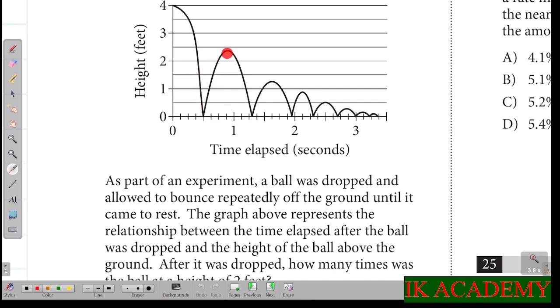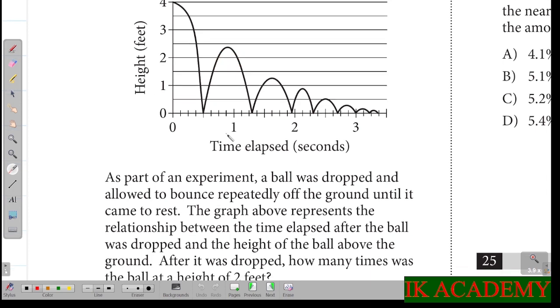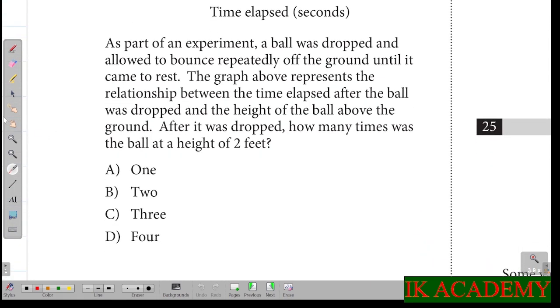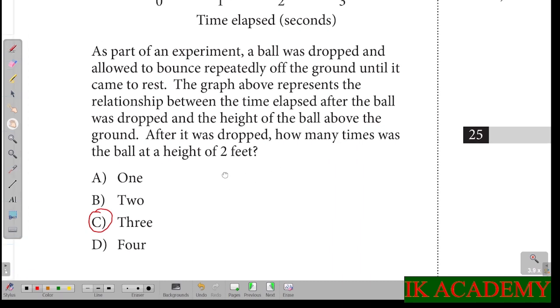Then after taking the peak at its height, it is going down again. And by going down again, it is also going to take the height of 2 feet. It means once, second and third time it's going to take the height of 2 feet. So by visualizing the graph, we can say it takes the height of 2 feet 3 times when it is bouncing back to the ground. Let's move to the next question.